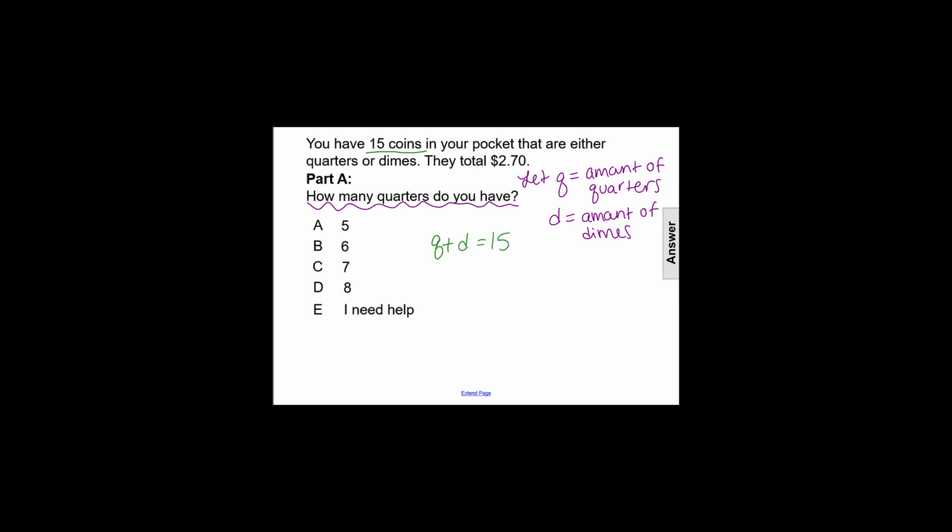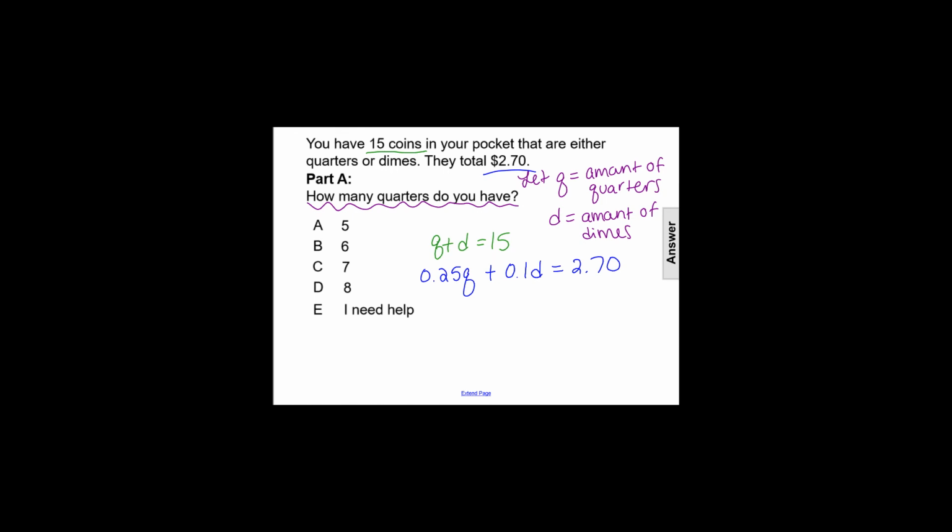The second equation comes from the fact that the coins have a monetary value of $2.70. So let's think of the monetary values of these coins. A quarter is worth 25 cents, or 0.25 per quarter, and a dime is worth 10 cents, or 0.1 per dime, and that would equal the $2.70. So there's our two equations, and we want to solve for the number of quarters, so we want to find the variable Q.